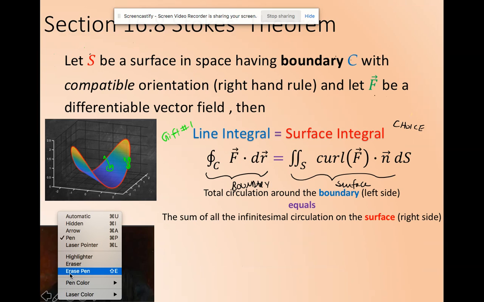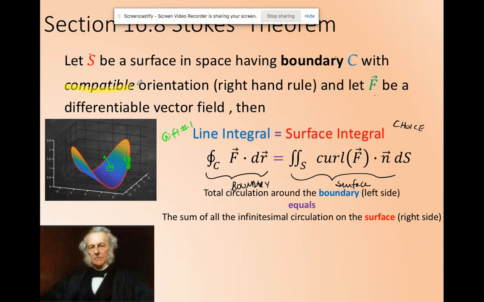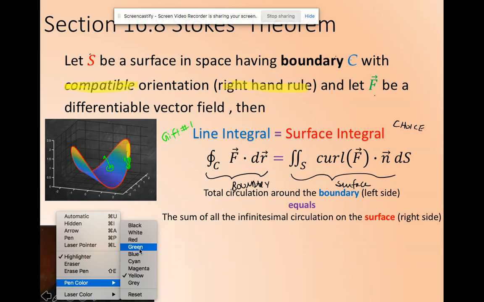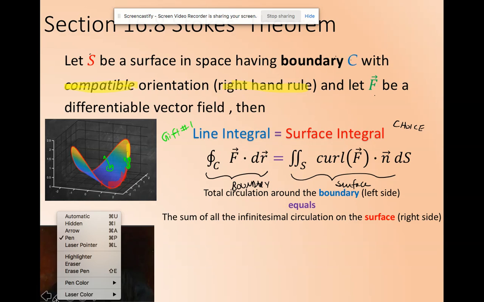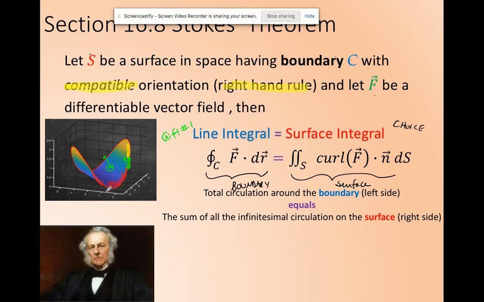So I kind of skipped over this part. Compatible orientation with the right-hand rule. That just means that your surface is orientable, right? You don't have your Mobius strip situation that no matter what point I put on this surface, right? As long as if I'm traveling counterclockwise, I'm oriented outwards. Or if I travel clockwise, right? I would be oriented inward or down.